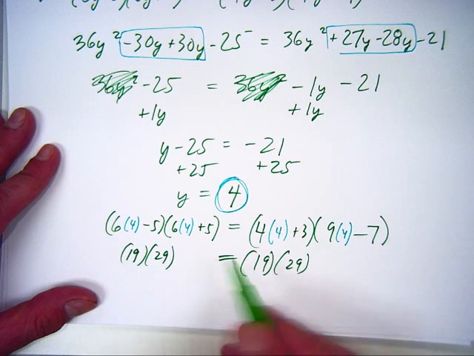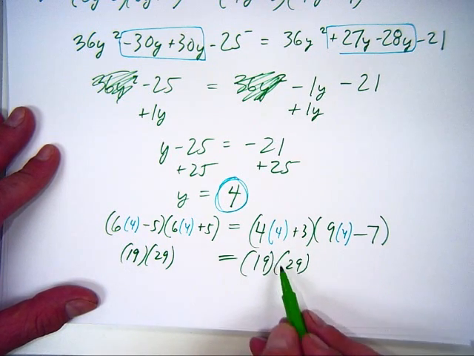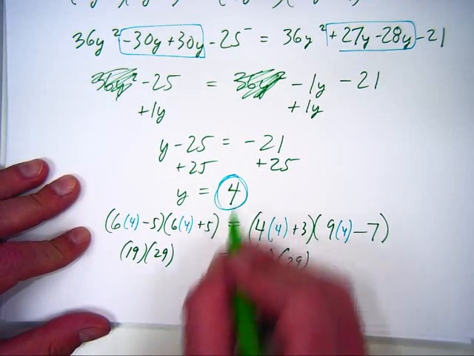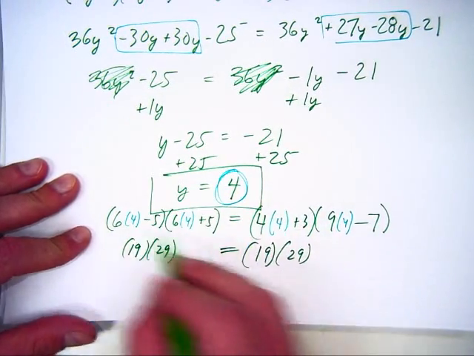These look right from here. We can multiply it out, but obviously 19 times 29 is the same as 19 times 29. That's just the reflexive property. Something equals something. So this is your final answer, y equals 4. And this is the check.